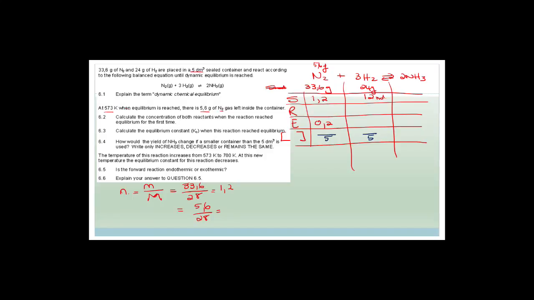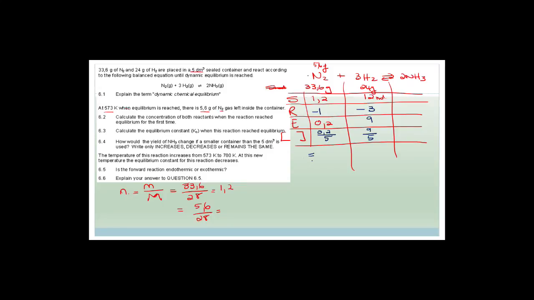So do you agree that if we started with 1.2 moles of nitrogen and ended with 0.2, we used 1 mole of nitrogen? Okay, we used 1 mole. But that means if you look at the ratio of 1 to 3, we've used 3 moles of hydrogen, right? Which means we've now got 9 moles of hydrogen left. So at equilibrium, we've got 0.2 divided by 5 is our concentration for the nitrogen, and 9 divided by 5 is the concentration for hydrogen.